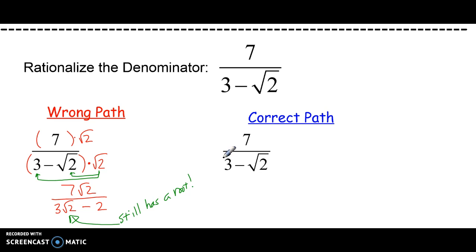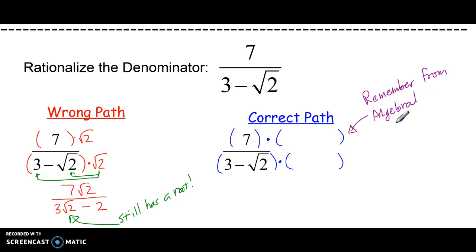So, let me show you what the correct path is. It is multiply top and bottom by something, but it's a more complicated something. And what you're going to need to remember here is something from Algebra 1. What I want you to remember is, oops, almost wrote the wrong thing there. Remember what happens when you multiply something like this. A minus b times a plus b. Remember how that goes? It's actually kind of a really nice simple situation. That ends up giving you a difference of squares.